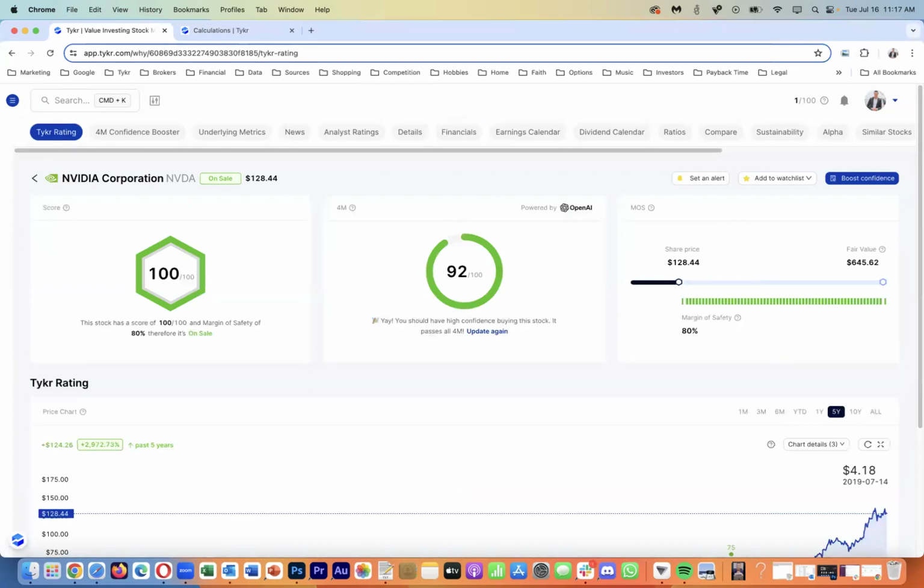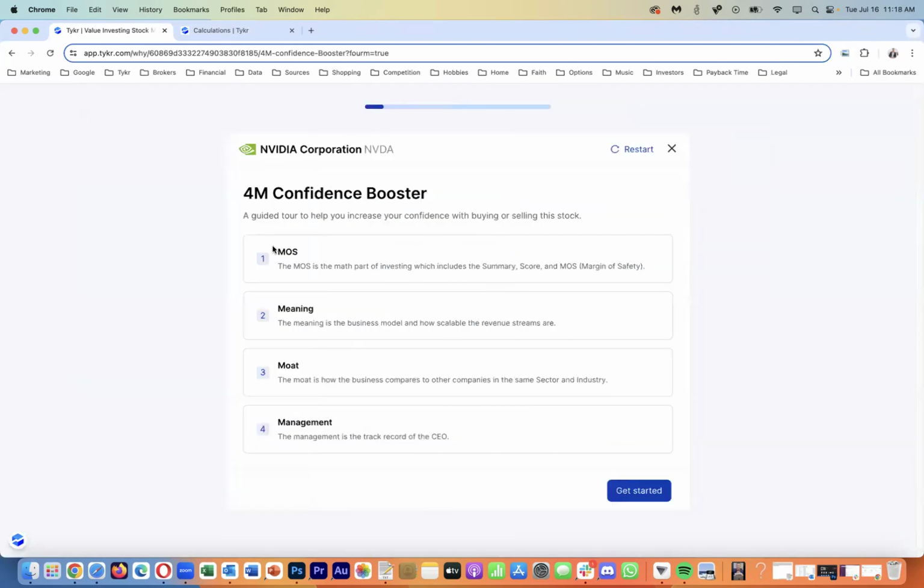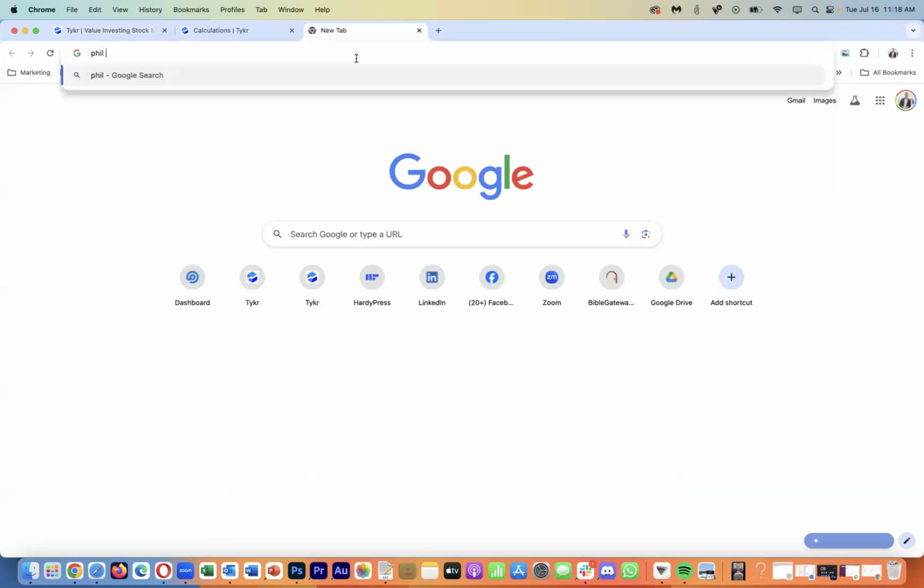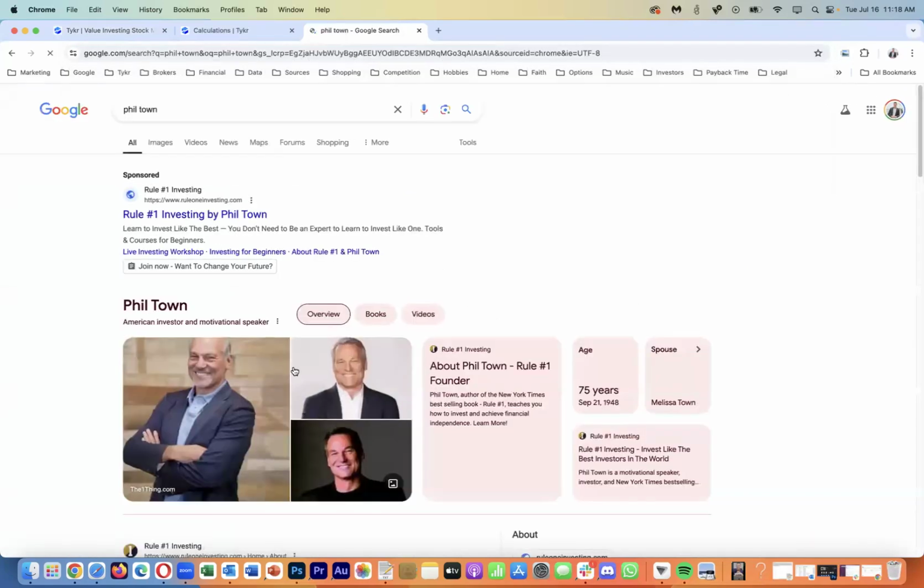Can't believe NVIDIA is showing a score of 92. Yeah, I agree. Getting above 80, so you guys know with the 4M confidence booster, if you guys never use this, it kind of gamifies the experience. I'm not going to go through it now, but it breaks things down with the 4Ms. You've got the math part, which we call the margin of safety. And this is all inspired by Phil Town. I'll show you online who he is.